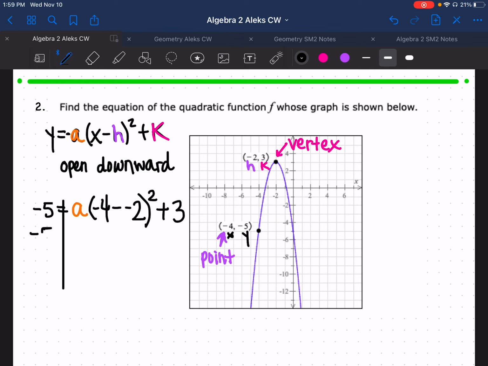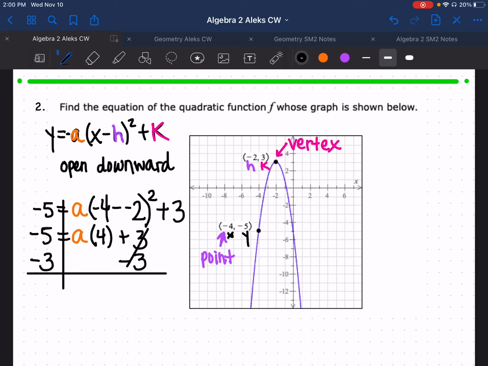I've got -5. I've got my value of A. Let me change that to orange. There we go. And let's see. -4 minus a -2. Well, minus a minus would become a plus, which would give me a -2. -2 times -2 because of the squaring is +4 plus 3. Now I'm going to clean this up in the next step, but I know that I have to get rid of that +3, so let's go ahead and do that.